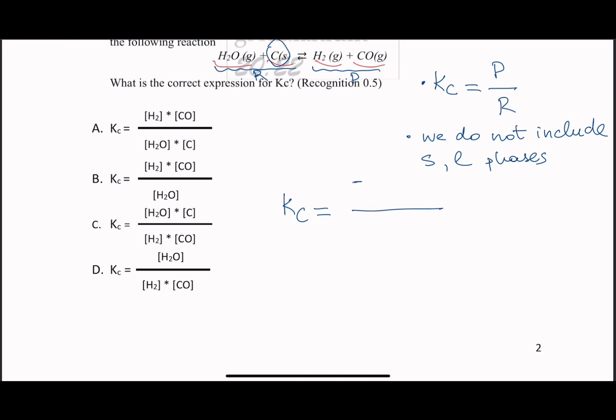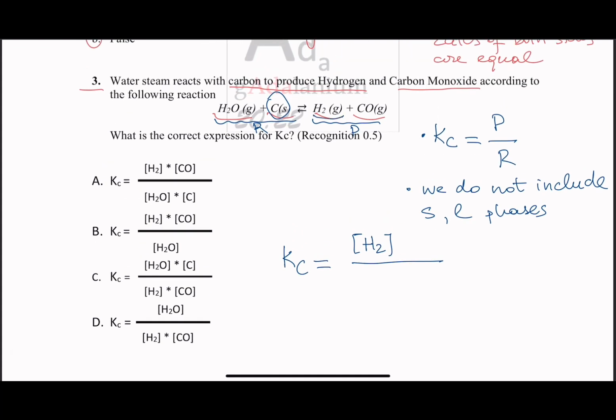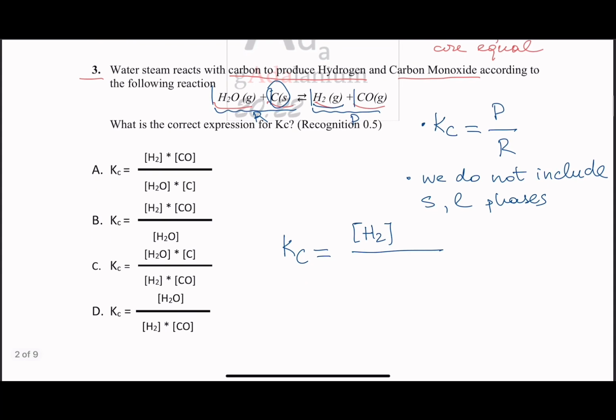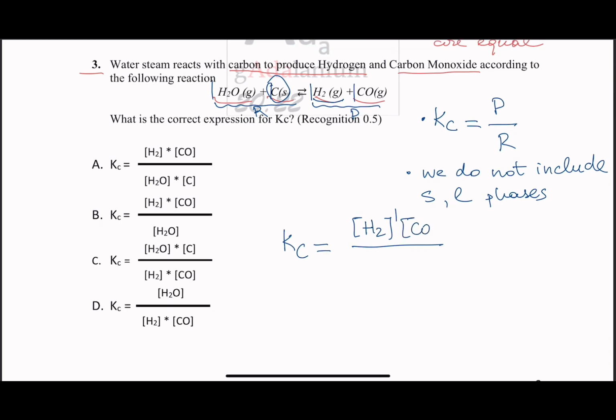So you need to always put them in brackets. On the product side, we have hydrogen, and the coefficient in front of it is 1. In front of CO is 1. Everybody is 1 in here. So if H2 has a coefficient of 1, it's going to have an exponent of 1. And then CO is 1. And then in the bottom, we have water with 1. We're going to ignore the ones and just keep writing it like this. So that's the answer for the Kc expression.